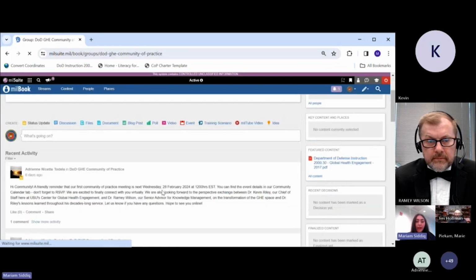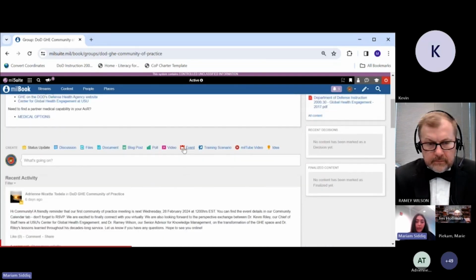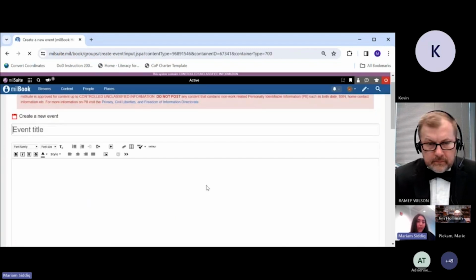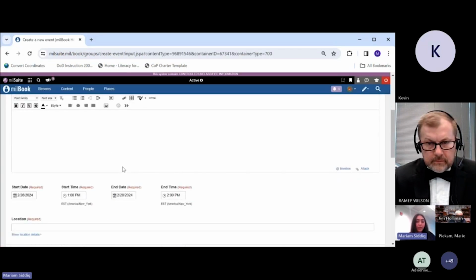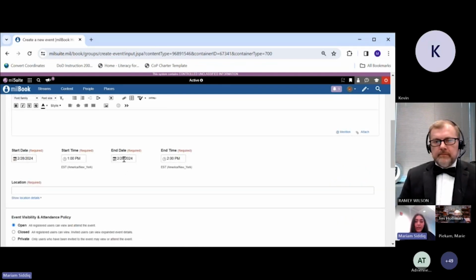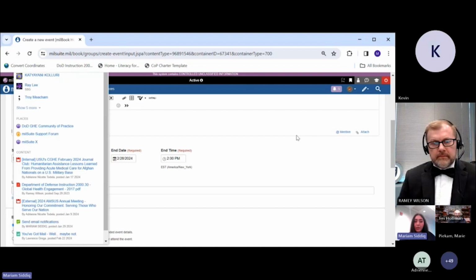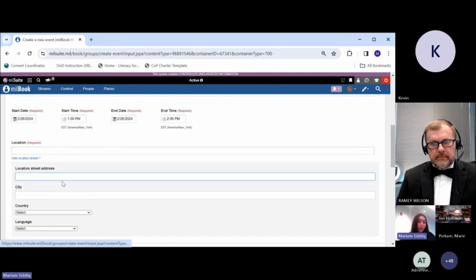Last, we have events. If you have any events, we highly encourage that you post any of the public events onto the community page. You can select that, put in your event title, the description of your event, start date, start time, and end time. You again can mention anybody that you'd like and add the location. You could drop that down.